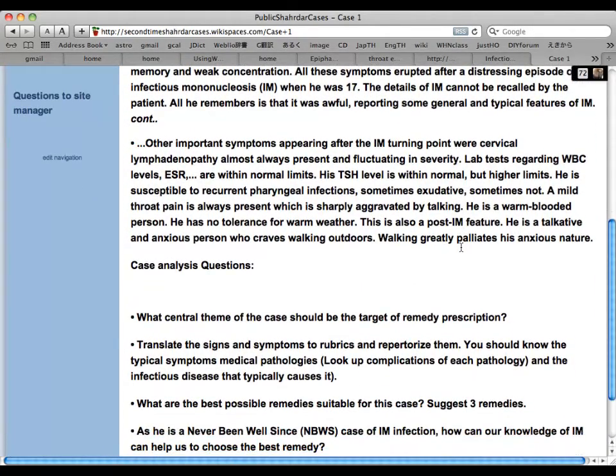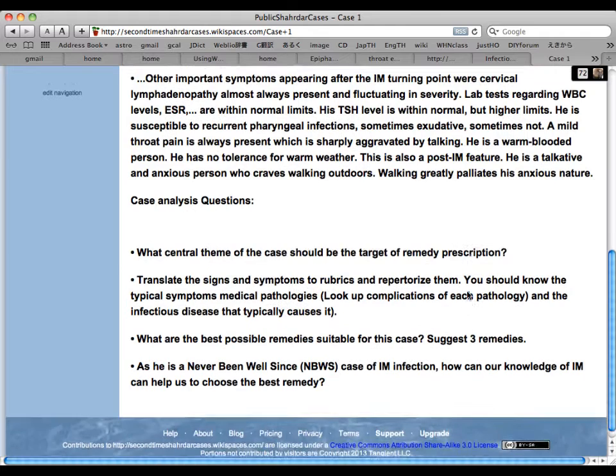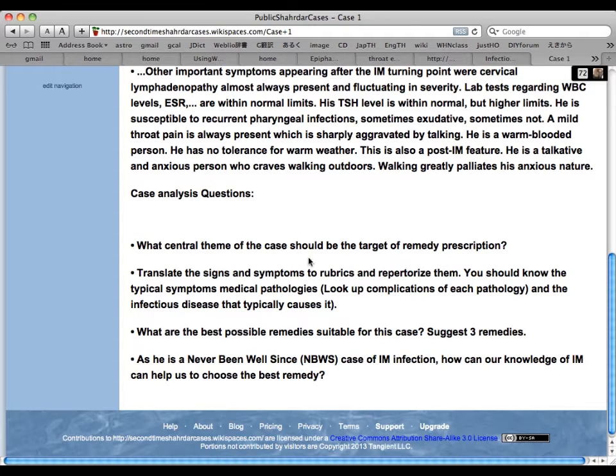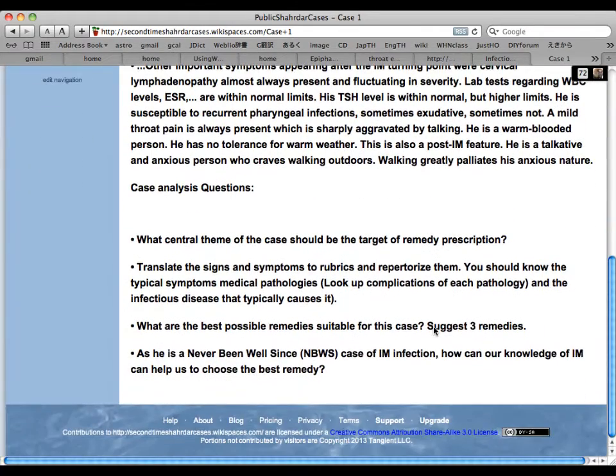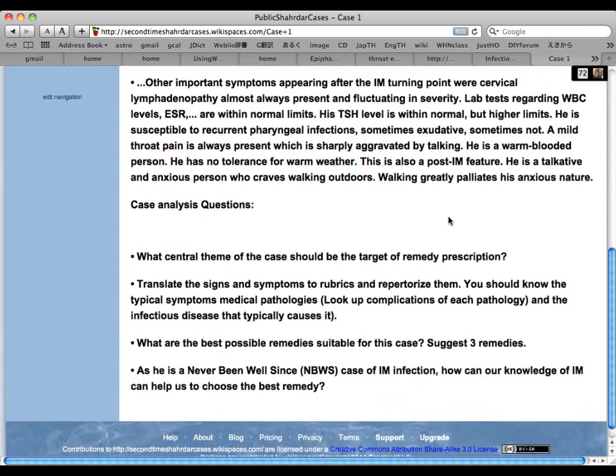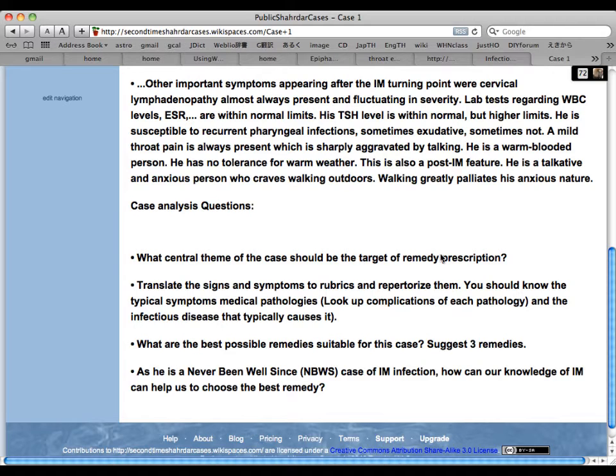Okay, but what's important here? How do you repertorize it? So, first, what is the target? What's the central theme? When I just began, I just went through this case and took one rubric after another, and I felt lucky that I could find a rubric, but that's not going to be very helpful here. So first think about your target. What is it you're targeting, and which of these symptoms is going to be really important?